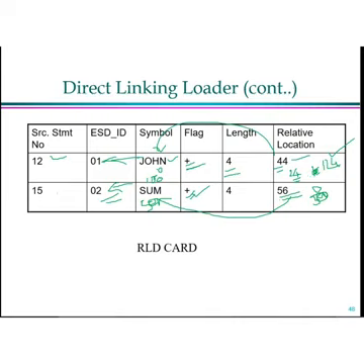The flag is telling that relative address 44 is your location which you have to update while loading. So what is the value at that location right now? Let's say 24. This location depends on whom? The symbol John. So the address of symbol John will be added to or subtracted from this location so that you will get the correct address.